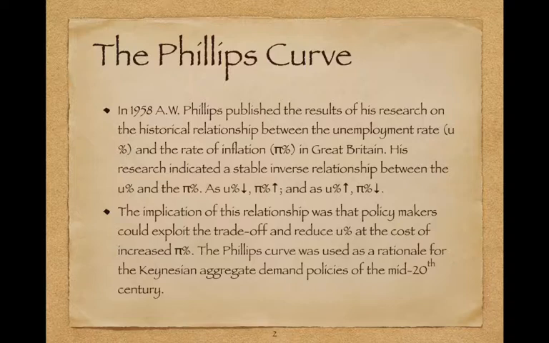And what he found is that there was a very stable inverse relationship or negative relationship between the unemployment rate and the inflation rate. And so what that means is that anytime the unemployment rate would fall, he saw that the inflation rate would rise. And concurrently, anytime the unemployment rate would go up, the inflation rate would go down.